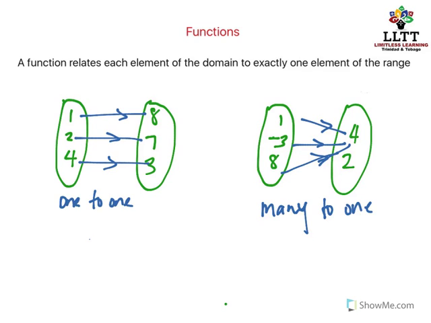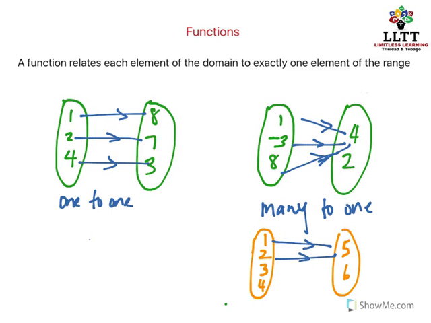Another example of a many-to-one can look something like this. Let's say you have the numbers 1 and 2, 3 and 4, 5 and 6. I can have 1 and 2 going to 5, and I can have 3 and 4 going to 6. So I have many elements going to one, right? That's known as a many-to-one.